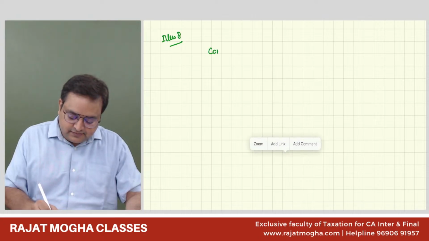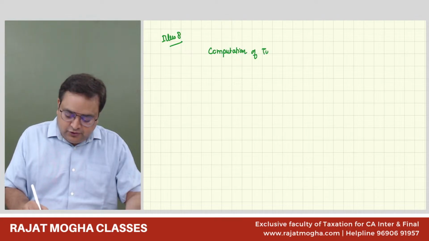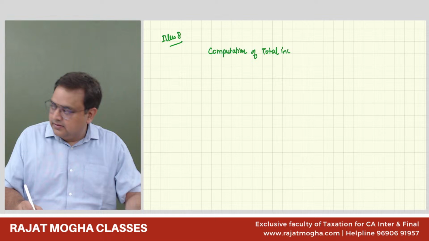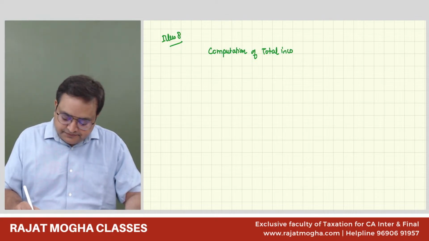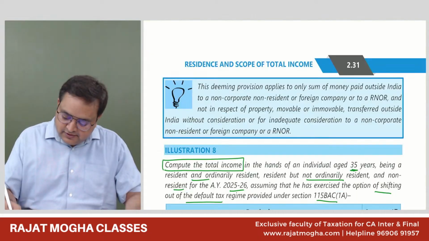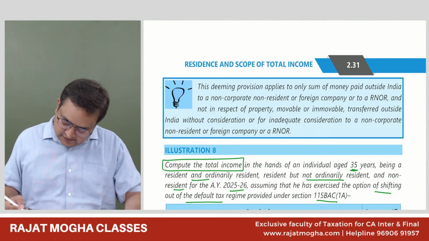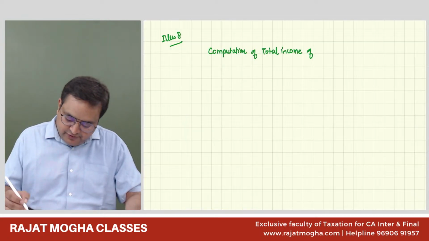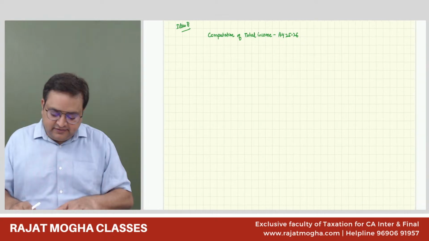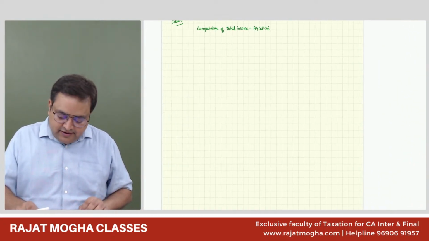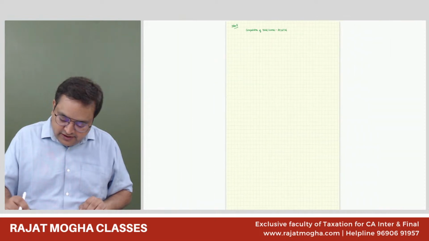Computation of total income. Thanks, Hari, Veera, Lakshmi, thanks. Computation of total income of the assessee is given. This is assessment year 25-26. And there are certain incomes which are given to us. But we need to assume that he is an ordinary, not ordinary, or a non-resident.